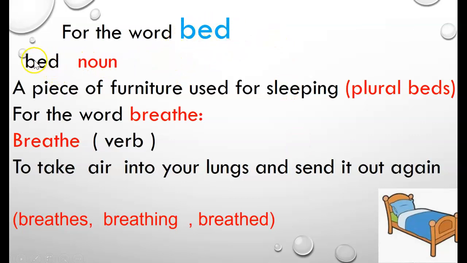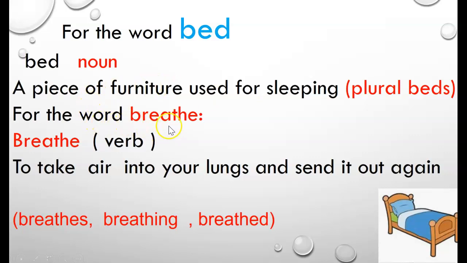This example is about a noun, a word which is bed. This is a noun and the meaning of it is a piece of furniture used for sleeping. But then why am I showing you the plural of it, beds? Because, as I told you, a dictionary will not just give you the meaning of a word, but also some other information.